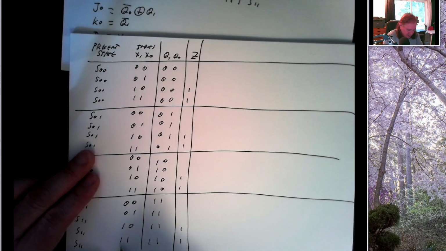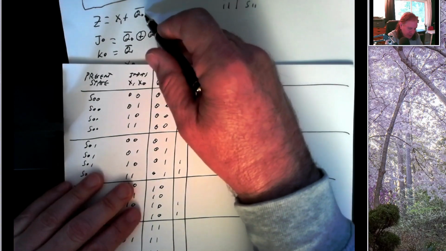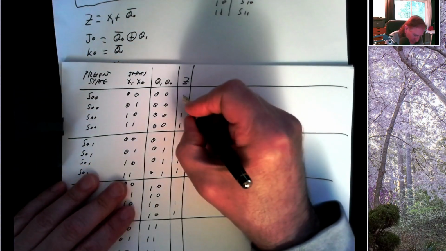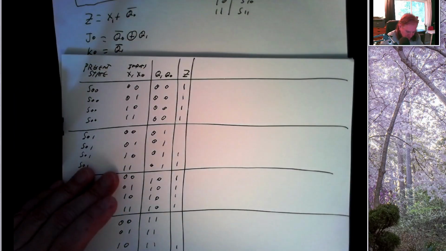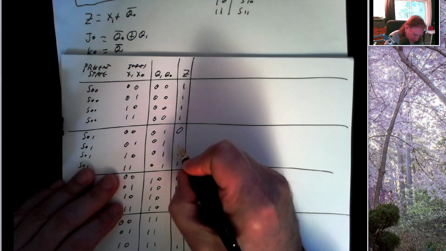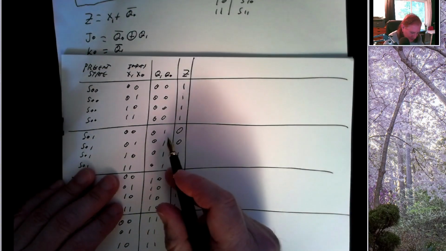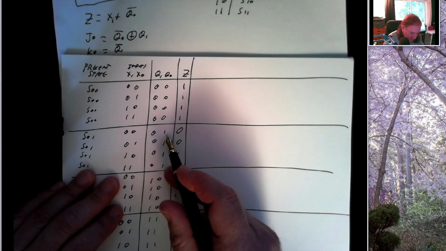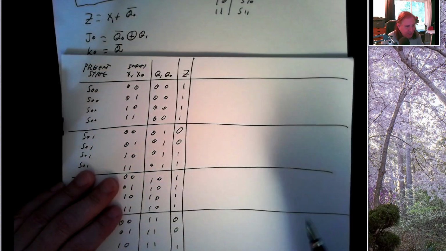Because x1 is a 1, z is going to be a 1. But also anytime that q0 is a 0, z will be a 1. So q0 is a 0, q0 is a 0. And then in all the other situations, z is going to be a 0. For example, here, q0 is a 1, x1 is a 0, so x1 ORed with q0 bar is a 0.